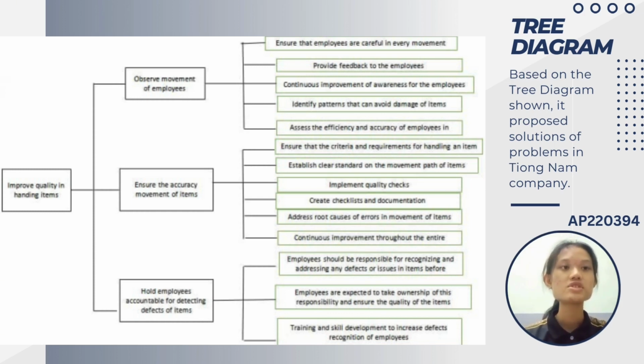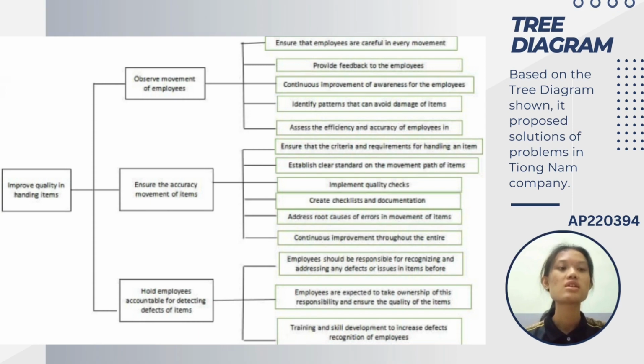Besides that, establish clear standards on the movement path and create checklists and documentation for the tracking of items. Address root causes of errors in movement of items. Next, employees are expected to take ownership of this responsibility and ensure the quality of the items. Thus, training and skill development can be done to increase defect recognition of employees.